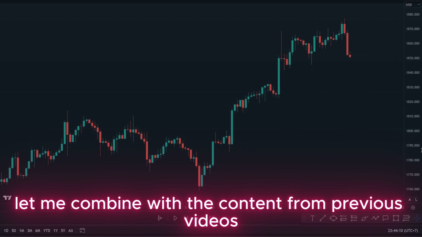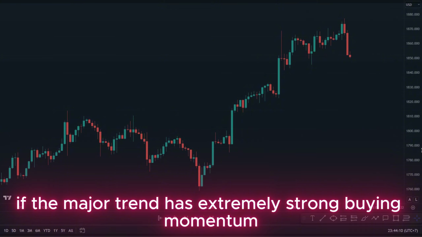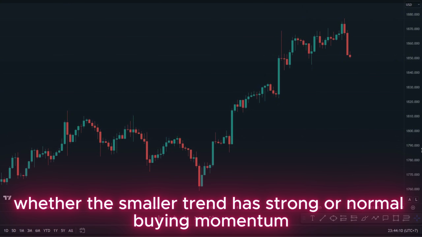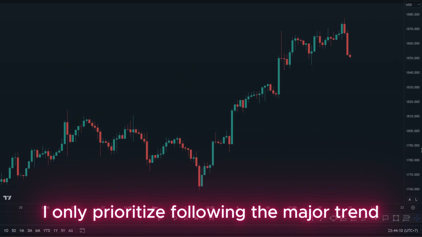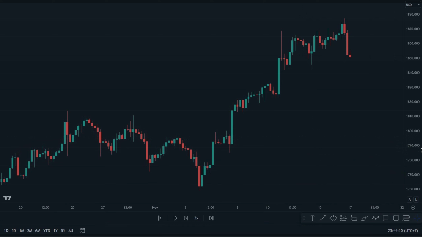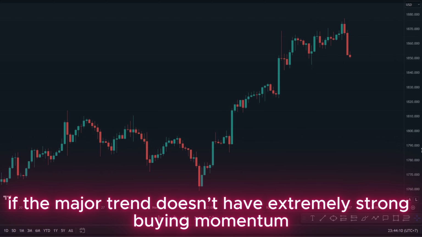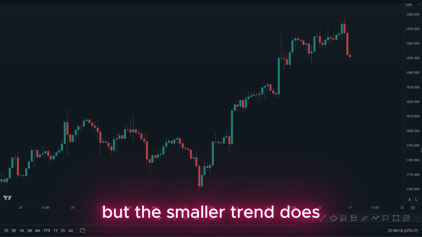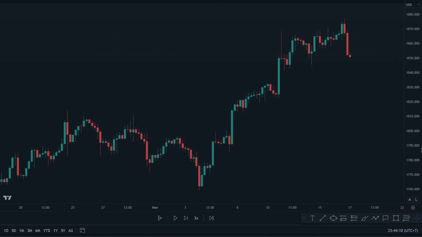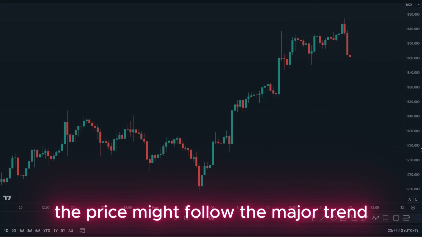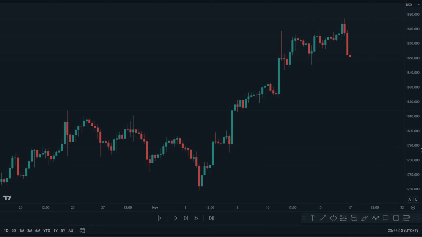Let me combine with the content from previous videos and explain. If the major trend has extremely strong buying momentum, whether the smaller trend has strong or normal buying momentum or whatever, I don't care about the smaller trend. I only prioritize following the major trend. Following the stronger one surely has a higher success rate. If the major trend doesn't have extremely strong buying momentum, but the smaller trend does, then okay, now I follow the smaller trend. But never forget that there's still a chance the price might follow the major trend. It's just that now the smaller trend has a higher probability.